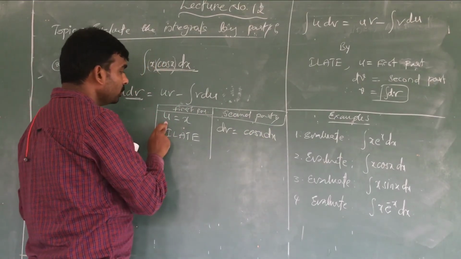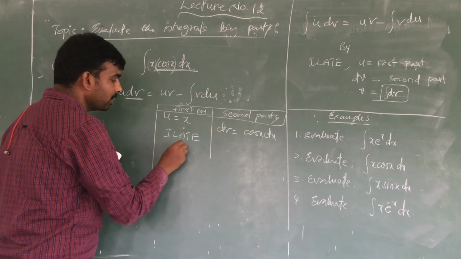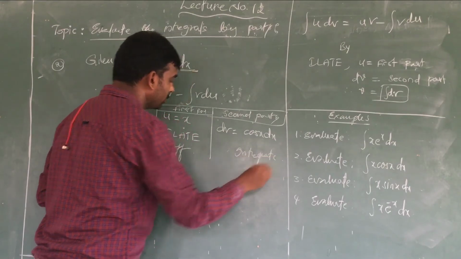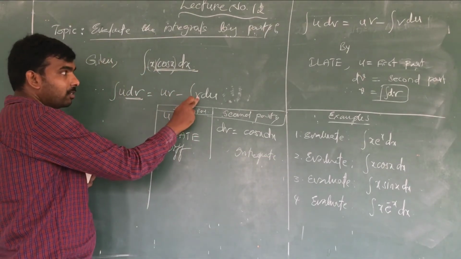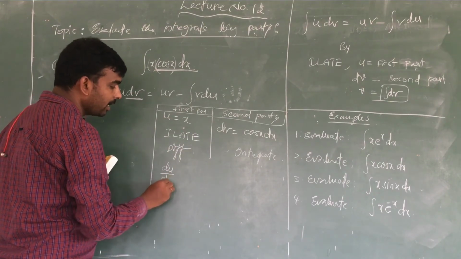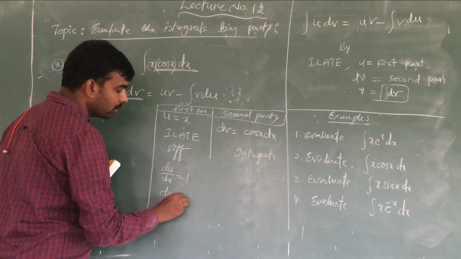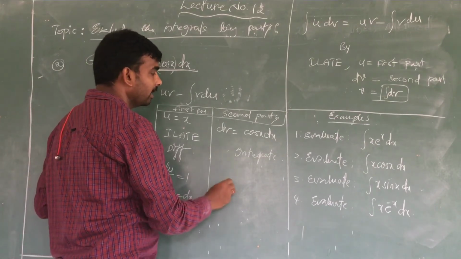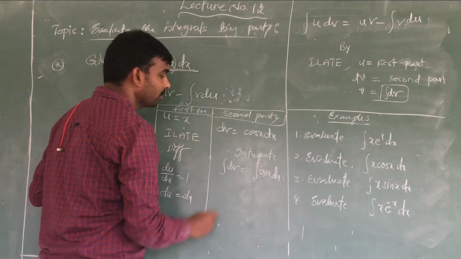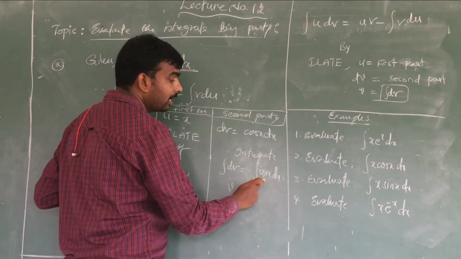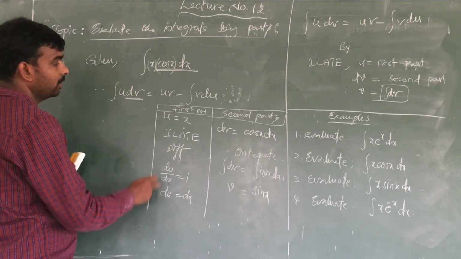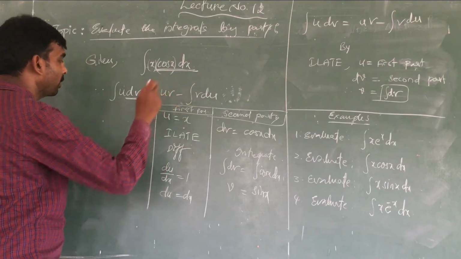Now u, the first part, what should we do? Differentiate. The second part, what should we do? Integrate. Don't forget it. Okay, by substituting in this formula: u differentiation, du by dx is equal to 1. So du is equal to dx. Here integration of dv is equal to integration of cos x into dx. Integration of dv is v. Integration of cos x is sin x. Now you substitute these values into this formula.